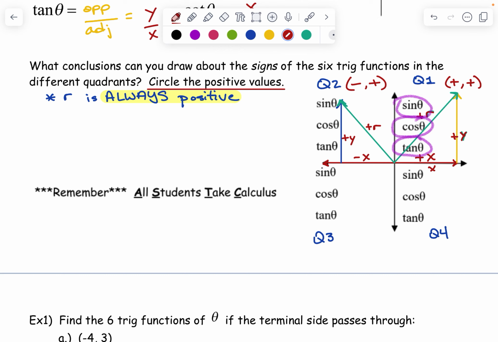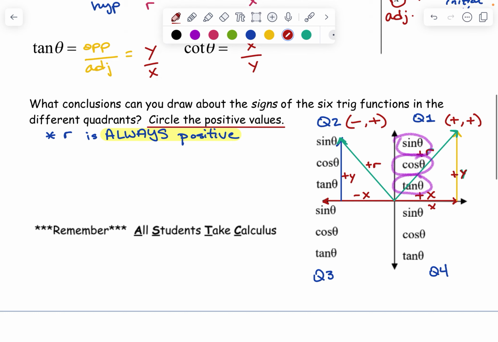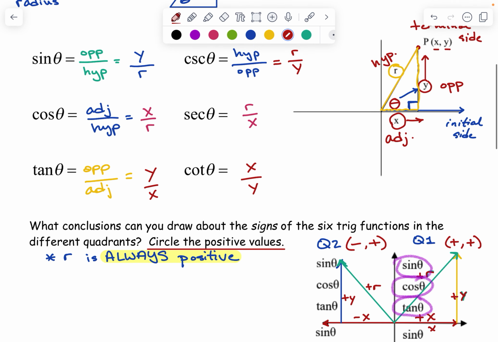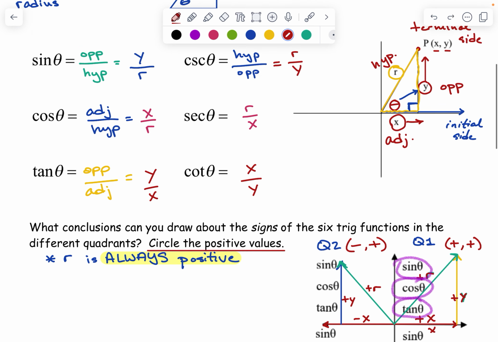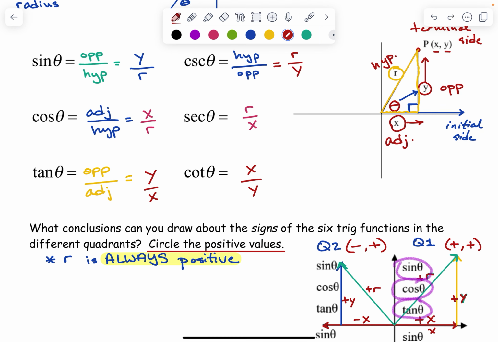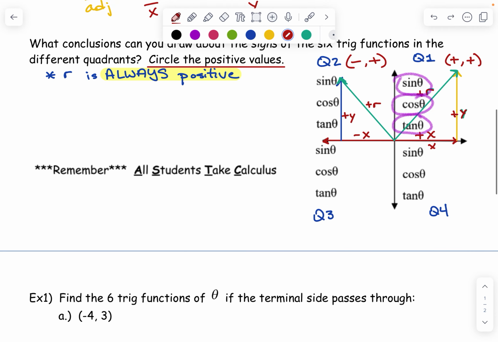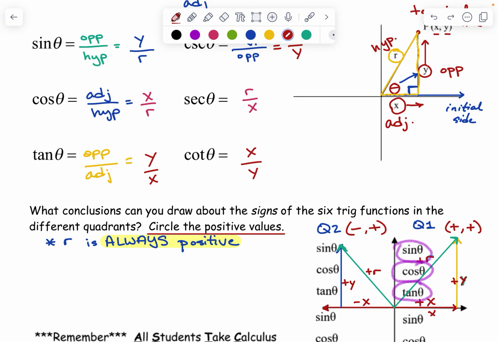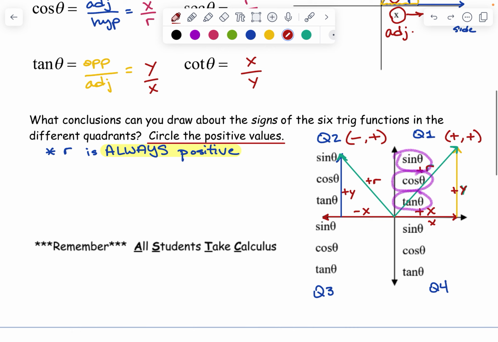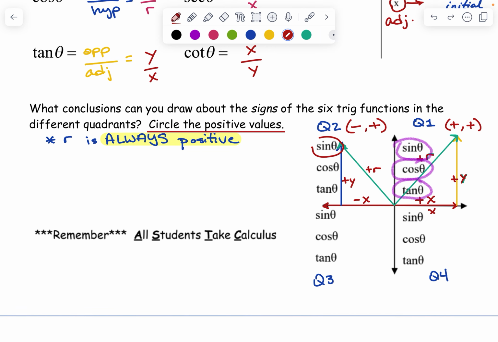If you start looking at these ratios up above, again, see how my x is negative? Every one of the ones that has an x in it will be negative. Let's look at which ones those were again: cosine and secant, tangent, cotangent. So the only ones that don't have an x are sine and cosecant. Those are going to be my only positives in quadrant 2.